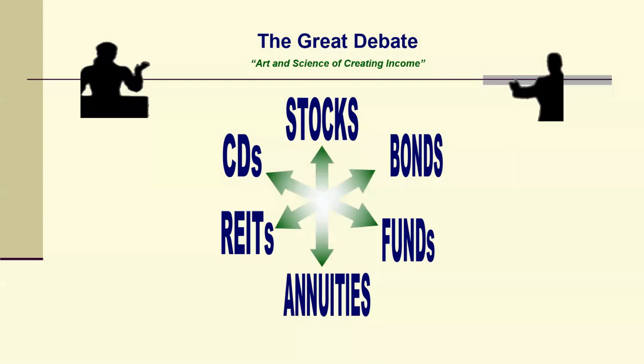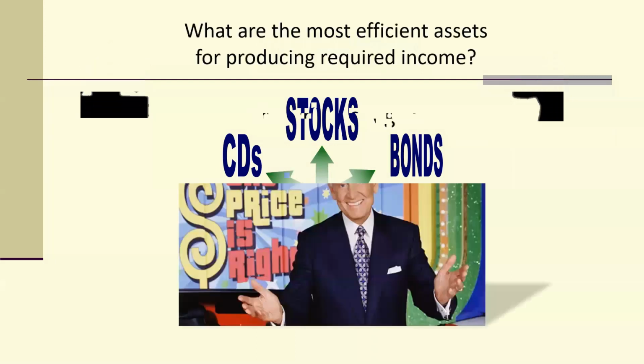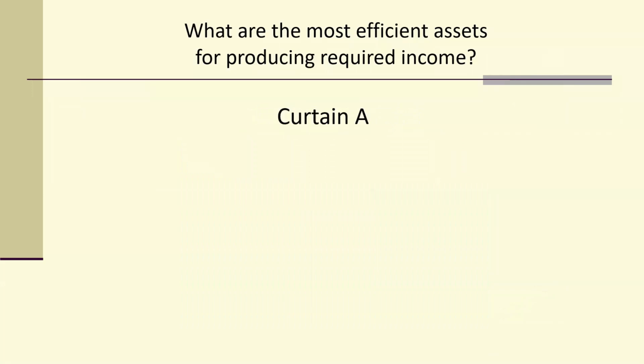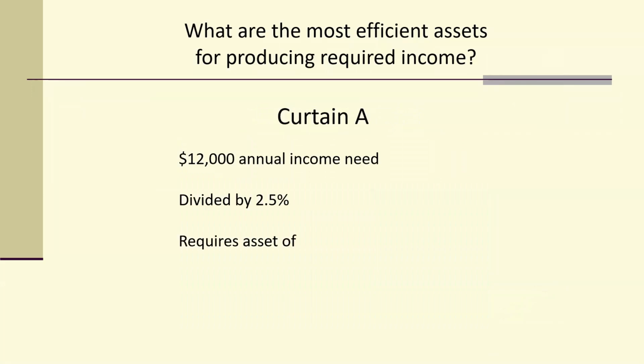All right, so these are the different asset classes we're going to look at. The question again is, which of these is most efficient for producing required income, for filling that gap? Option A: if you need $12,000 a year based on the dividend rate, that's going to require an asset of $480,000. The good news is if you use that approach, you're essentially not going to be touching the principal, so you can leave that money to your kids and your grandkids when you're gone.